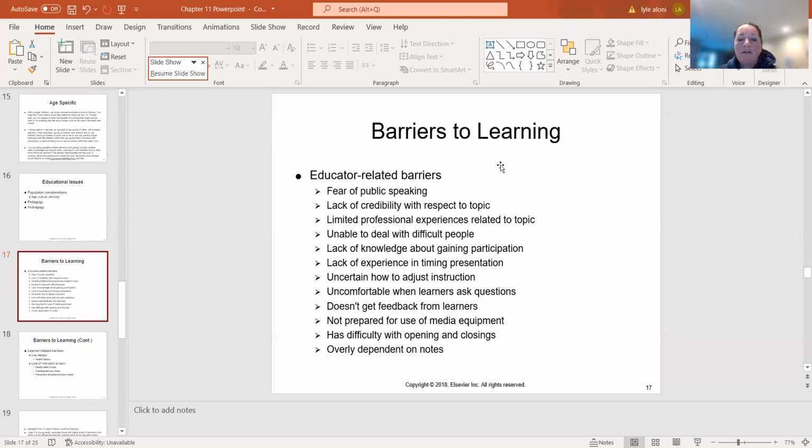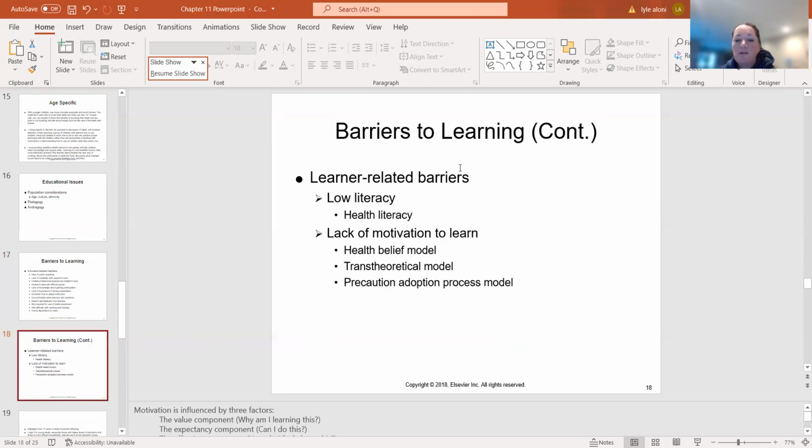We see these barriers to learning, and these are educator-based barriers. And this means you as the nurse, maybe you're afraid to speak. Maybe you feel like you don't have enough experience with the topic, lack of knowledge about getting actively involved. Sometimes uncomfortable when you're asked questions, not prepared for the use of media equipment. We've had this problem in our class. Sometimes my computer doesn't cooperate, or I don't share the screen as well as I'd like to.